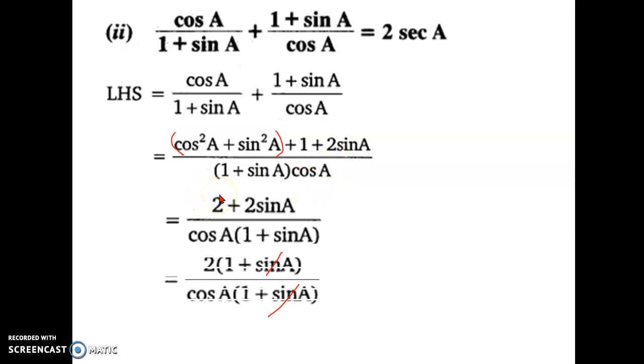That's it. So next step, I'm taking this 2 out common. Both are having 2, so I'm taking 2 common outside. So I'll be left with 1 plus sin A. And in the denominator also you have 1 plus sin A. So both can be cancelled. 1 plus sin A, 1 plus sin A will get cancelled. So I'll get 1 by cos A. 2 into 1 by cos A. So what is 1 by cos? It is secant. So 2 secant A, that is RHS, hence it is proved.